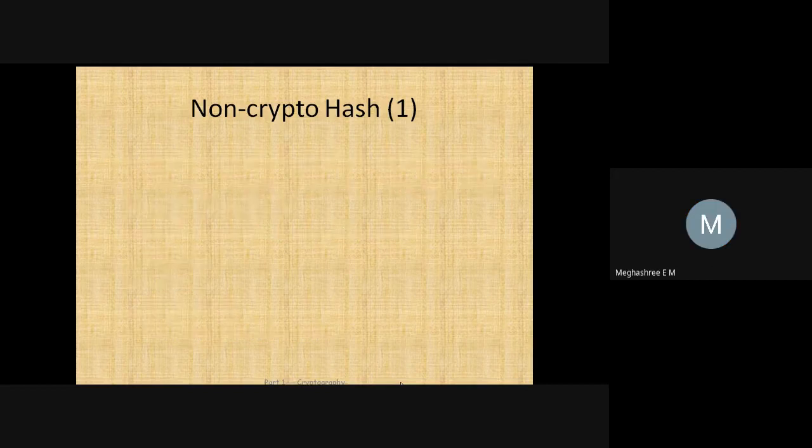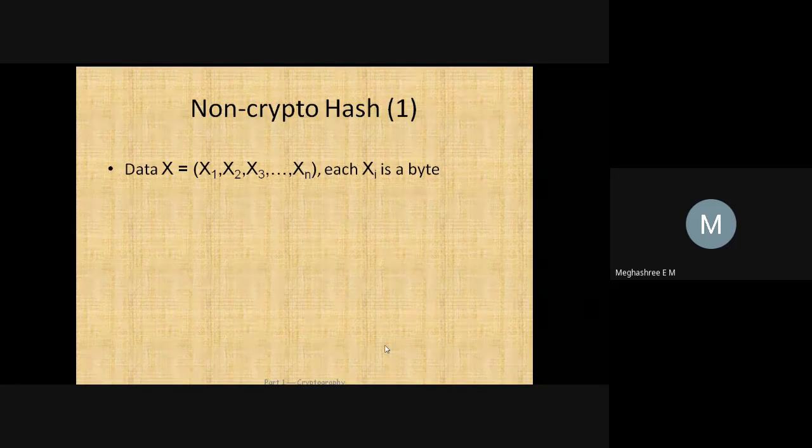So these are a few applications. Let's see how this non-crypto hash function works. Let's consider the data given here. The data is x, which follows a series from x0 to xn minus 1, and each x is a byte. So 1 byte is equal to 8 bits, right? Consider this is the data, where each element is represented with a byte.